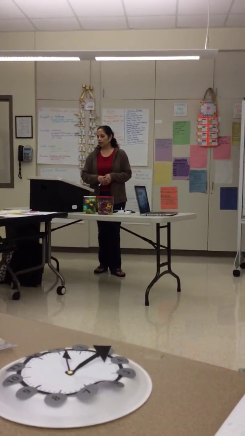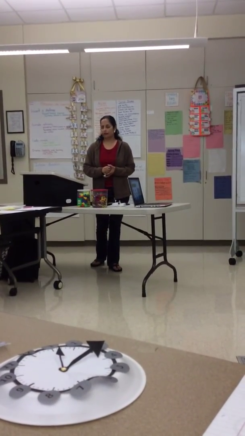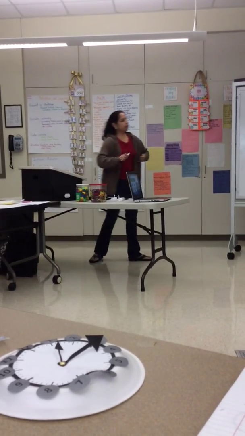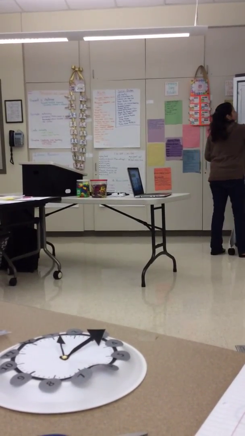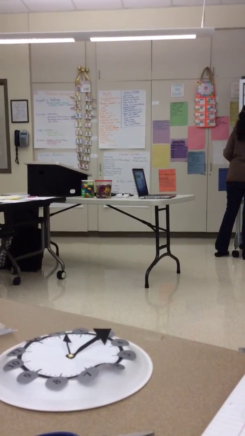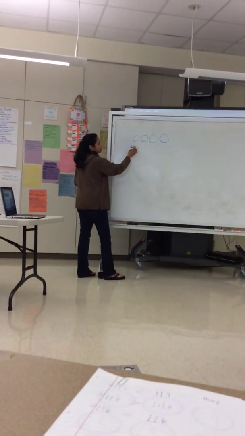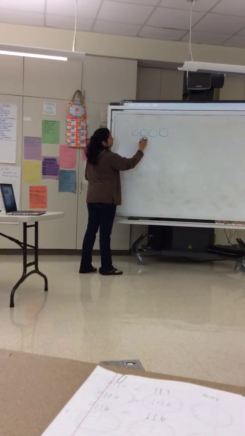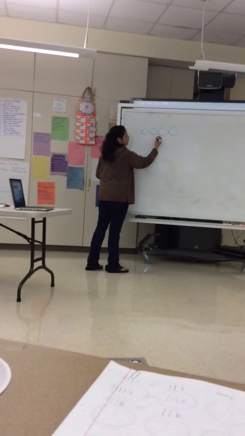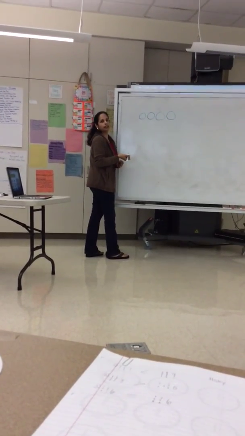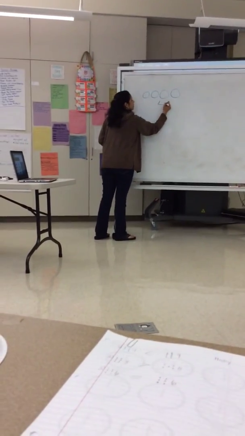Last week we learned how to look at a picture and count the objects to write the numeral to match the picture. For example, here's a picture of some blue circles. Okay, and we counted them. Count with me. 1, 2, 3, 4. So we write what numeral, class? Everybody say it. 4. Okay.